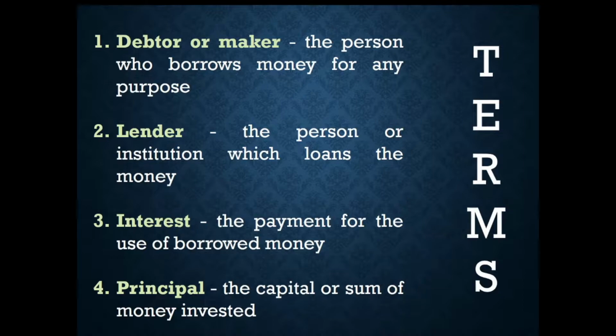Okay, next. The next one is the lender. The lender is usually a person or institution which loans the money. So these are the two different individuals or institutions that might borrow and lend money, the debtor and the lender. The next term that we need to take note of is the word interest.